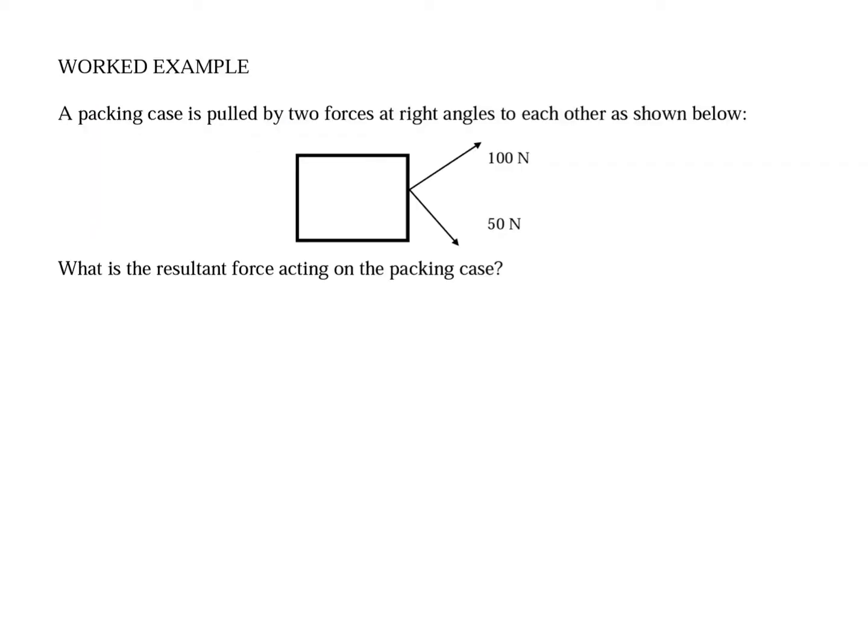We'll look at a worked example. A packing case is pulled by 2 forces at right angles to each other, as shown below. What is the resultant force? And there are 2 ways of doing it. You can do it by Pythagoras in these cases, because it's at right angles, or you can do it by scale drawing. If they're not at right angles, we'll look at other ways of doing it, but scale drawing may be easier in some cases, but most students prefer not to do scale drawing, so I'll look at ways of doing it without scale drawing.